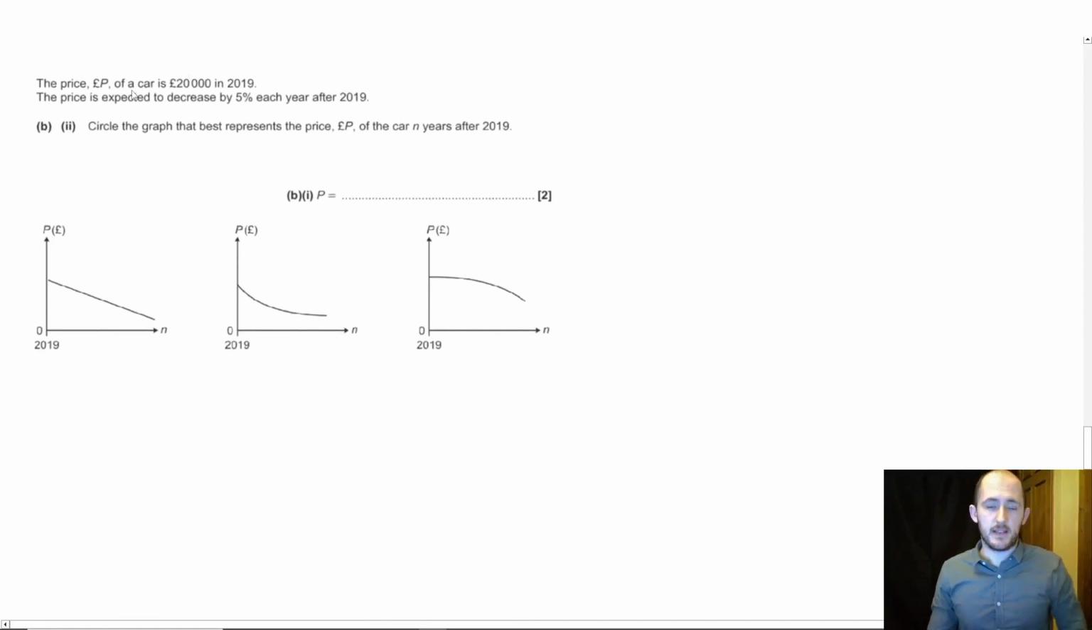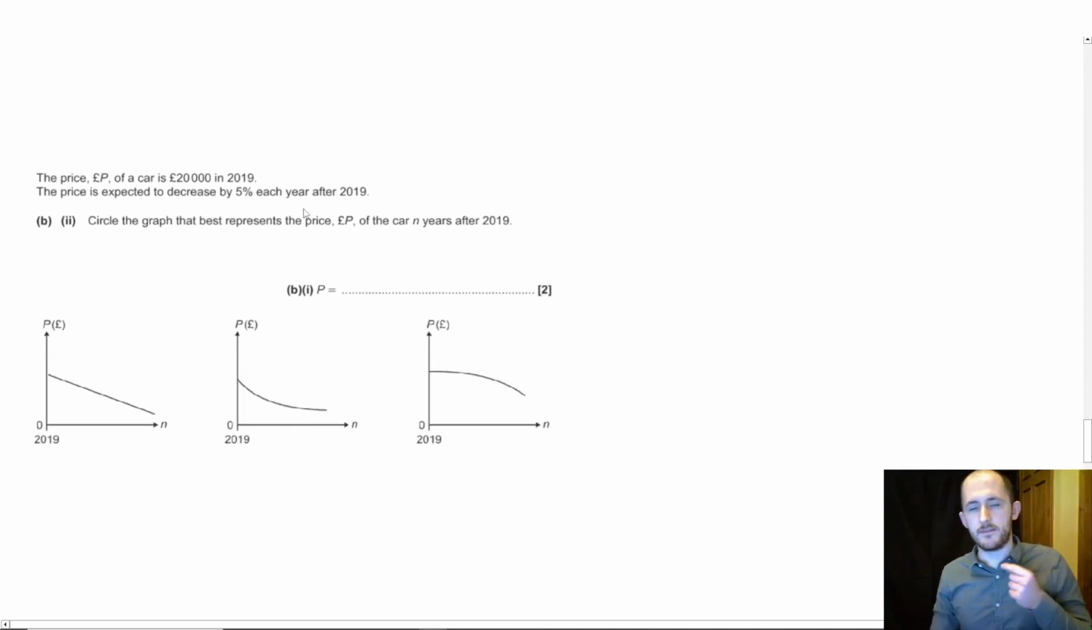So this is something that can come up. Again, I've only taken the part of the question that was actually relevant. So the price, P pounds, of a car is £20,000 in 2019, and it's expected to decrease by 5% each year. So circle the graph that best represents this.